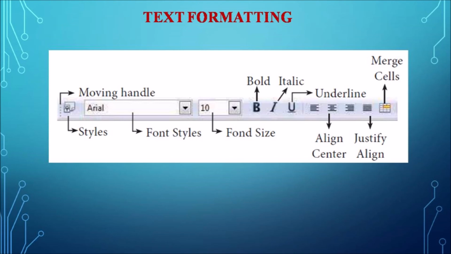And the last one is merge cells. Merge cells is nothing but the user can easily merge two or more cells into a single one. So like that the user can merge the cells, either merging two or more rows, or two or more columns. Like that the user can merge cells. These are the basic options that are available in text formatting.